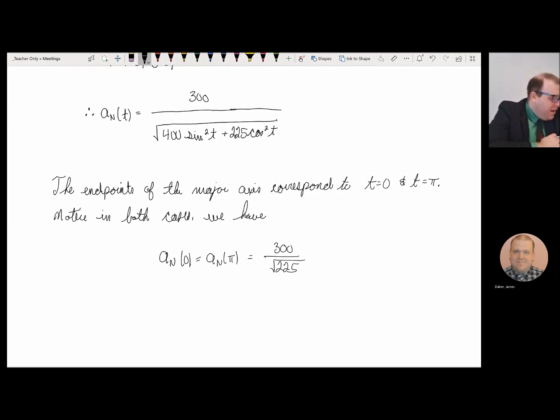300 over the square root of 225, where the square root of 225 is 15. So 300 over 15, that's 20, right? 2 times 15 is 30, times 10 is 300. Units are feet per second per second.